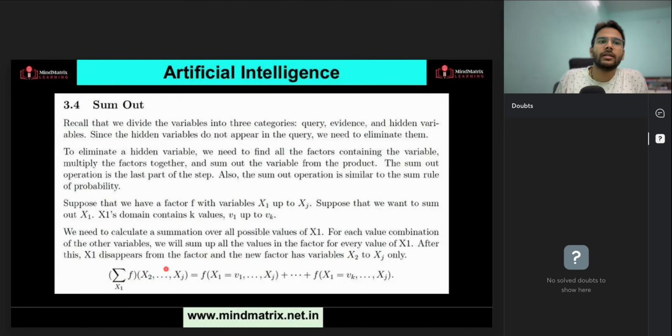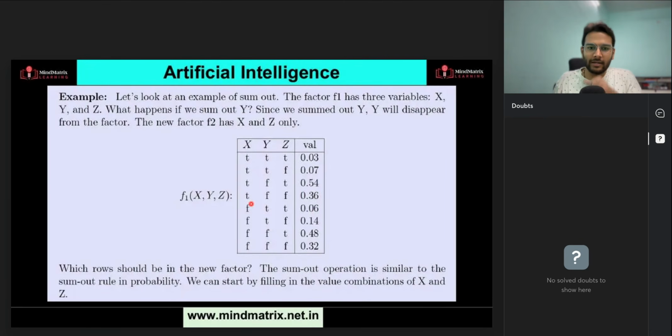Okay. The next operation that we have is sum out. This is also very easy. Again, you can give it a read once. Let's understand through an example. Let's say this is a different factor with different values. One factor is given to you with three variables, x, y, z. Now it says sum out.